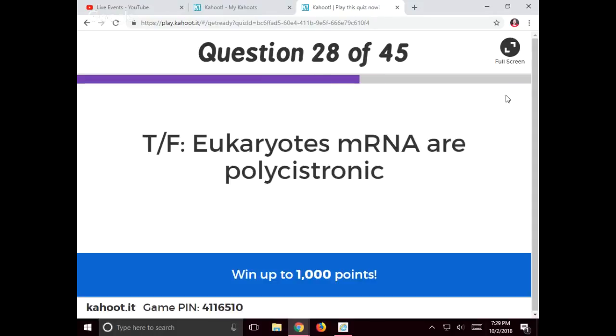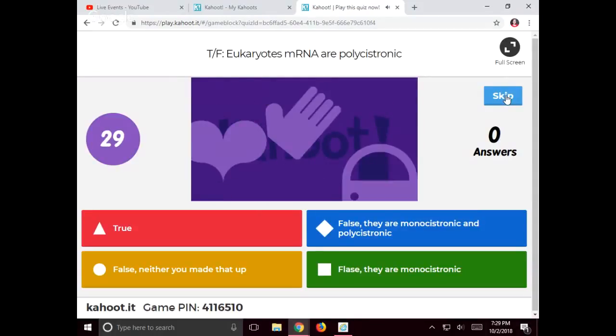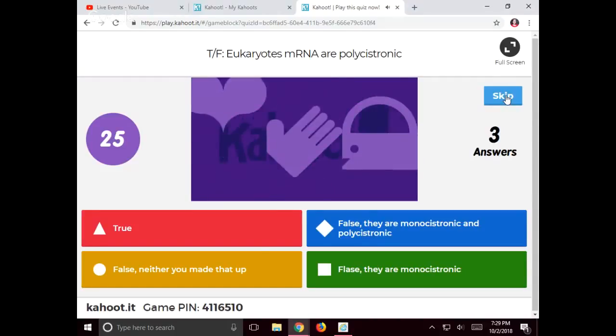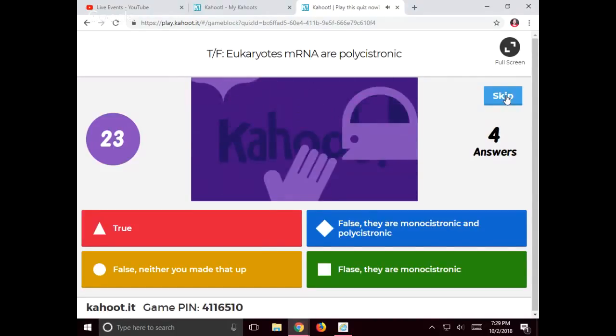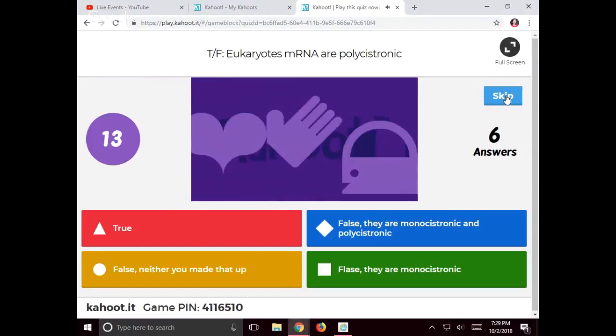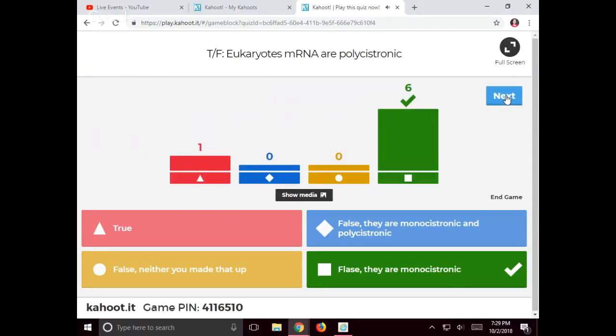Eukaryotes mRNA are polycistronic. True, false, they are monocistronic and polycistronic. False, they are monocistronic. False, neither. You made that up. So, which ones are polycistronic?